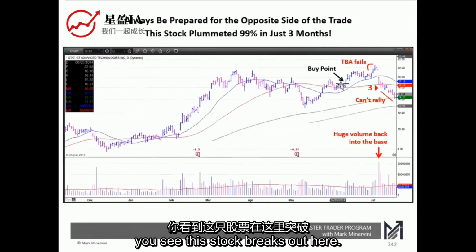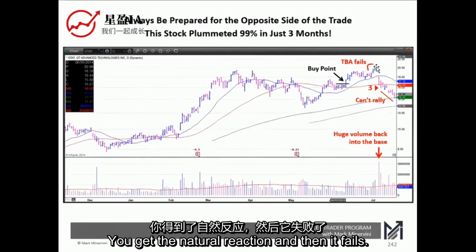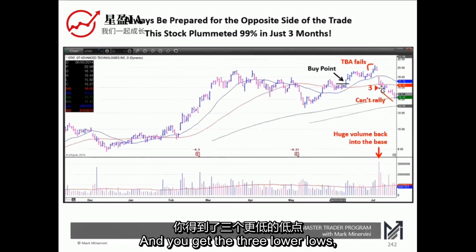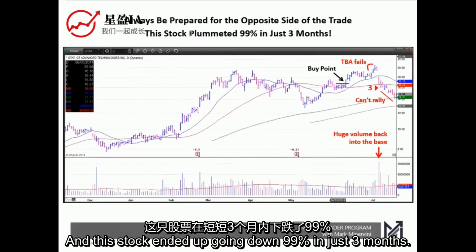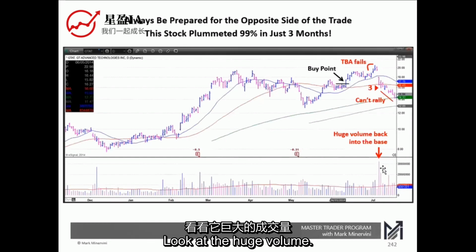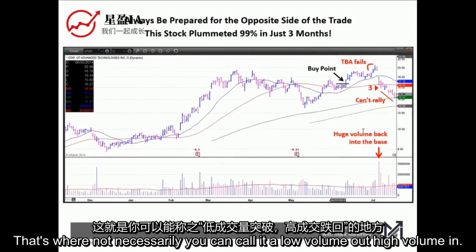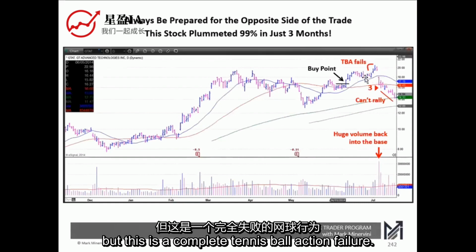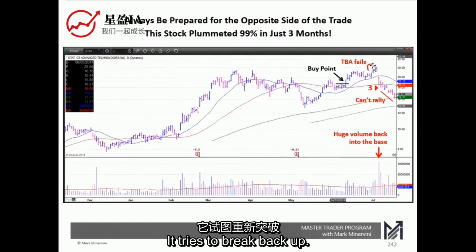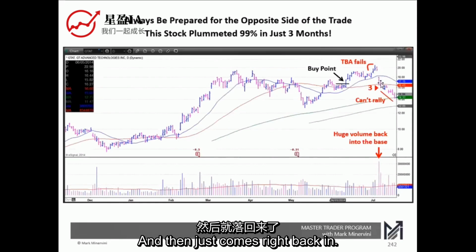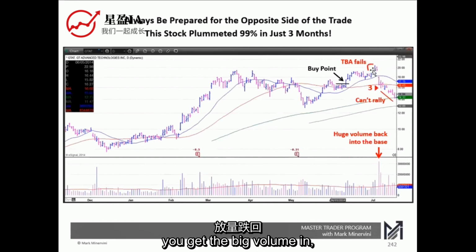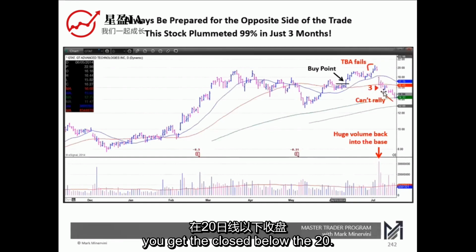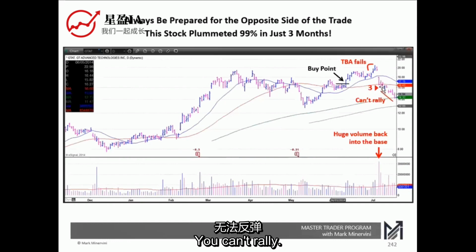This is why. You see this stock breaks out here, you get the natural reaction, and then it fails. And you get the 3 lower lows, the stock can't rally, and this stock ended up going down 99% in just 3 months. That's the risk that's in the market. Look at the huge volume that comes back in here, right? That's where, not necessarily, you can call it a low volume out, high volume in. It does come after the natural reaction, but this is a complete tennis ball action failure. It tries to break back up, and then just comes right back in, and you start getting the violations. You get the big volume in, you get the 3 lower lows, you get the close below the 20, now the 50-day. Like, you can't rally.